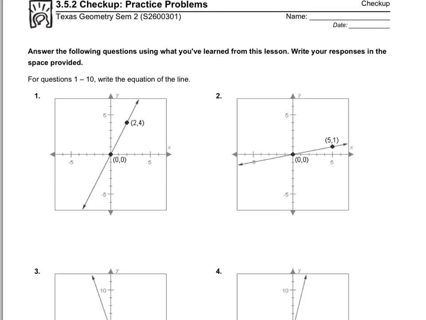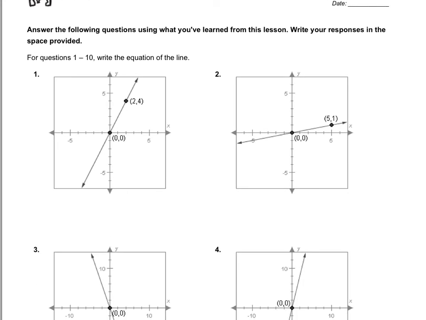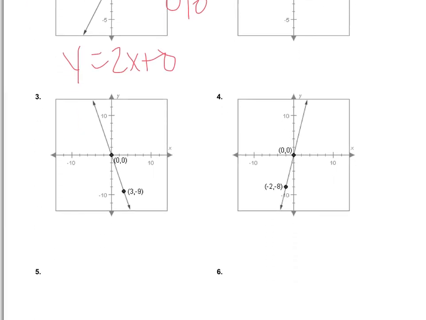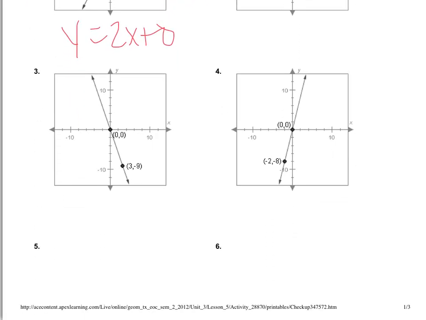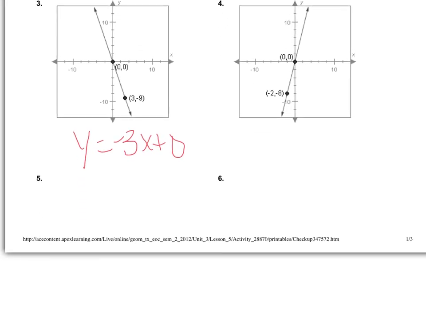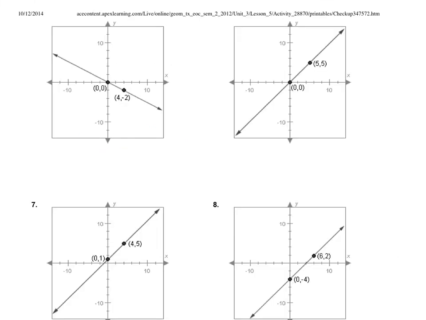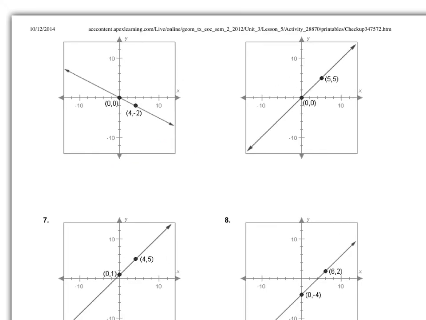So number 1, same thing. We're going to go through stat edit and put them in there. When I put it in stat edit, in L1, I'm going to have 2 and 0, and in L2 I'll have 4 and 0. Make sure they're in that order. And it's going to give you the equation y equals 2x plus 0. Number 3 is going to give you the equation y equals negative 3x plus 0. Number 5, when you put it in stat edit, is going to give you y equals negative 1/2 x plus 0.